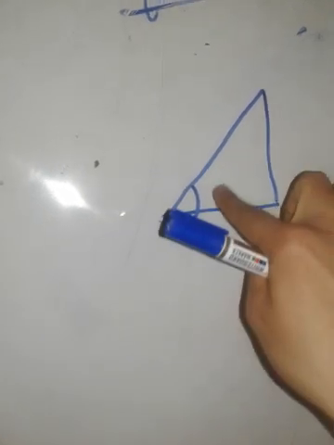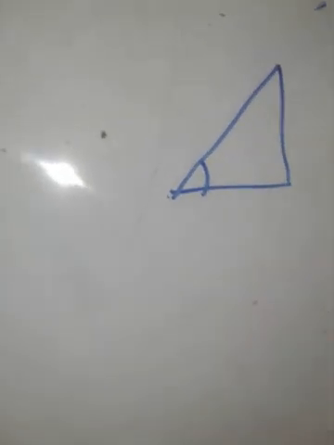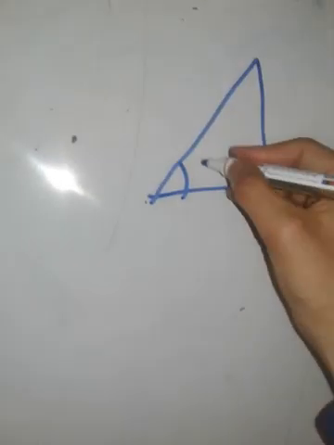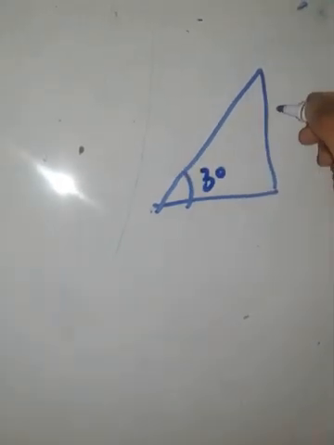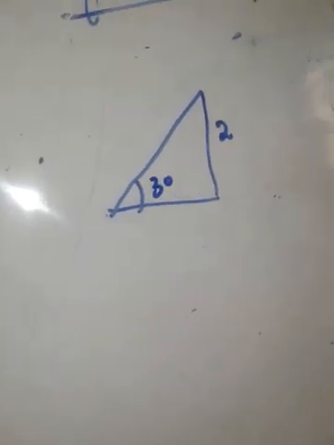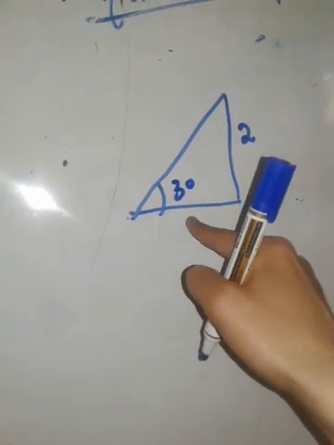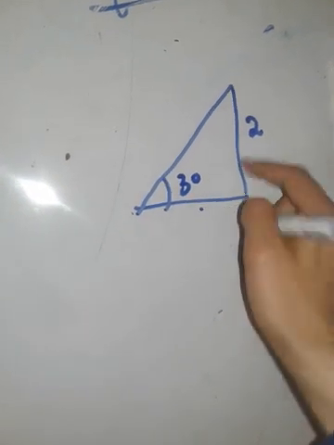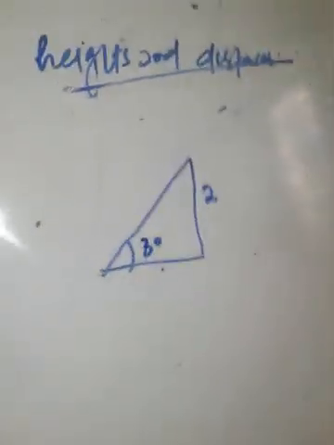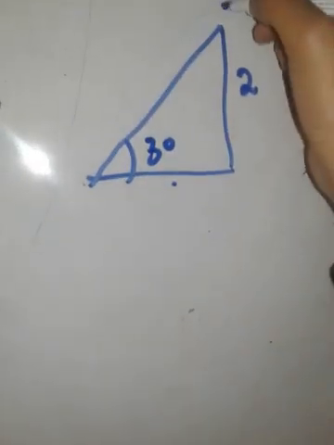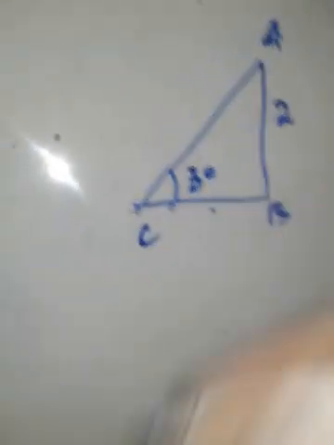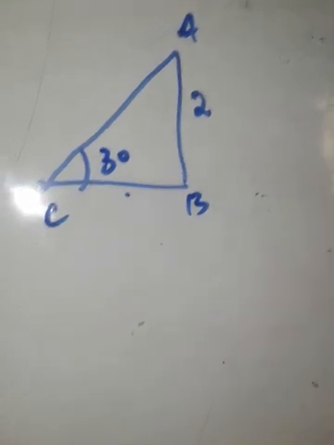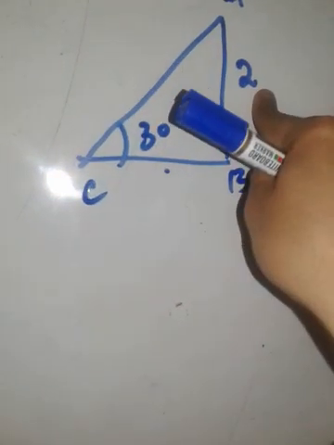So first of all, suppose we have specified angles whose ratios we are familiar with. Suppose this is 30, this is 2, and this is 3. Suppose this is 2, one side is given. This is your A, B and C. So we have one angle given, one side given.